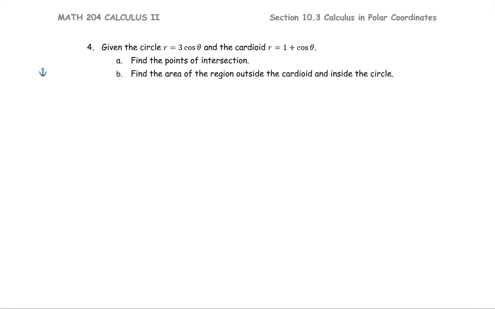For example, given the circle r equals 3 times cosine theta and the cardioid r equals 1 plus cosine theta, part A, we're going to find points of intersection, and part B, find the area of the region outside the cardioid and inside the circle.